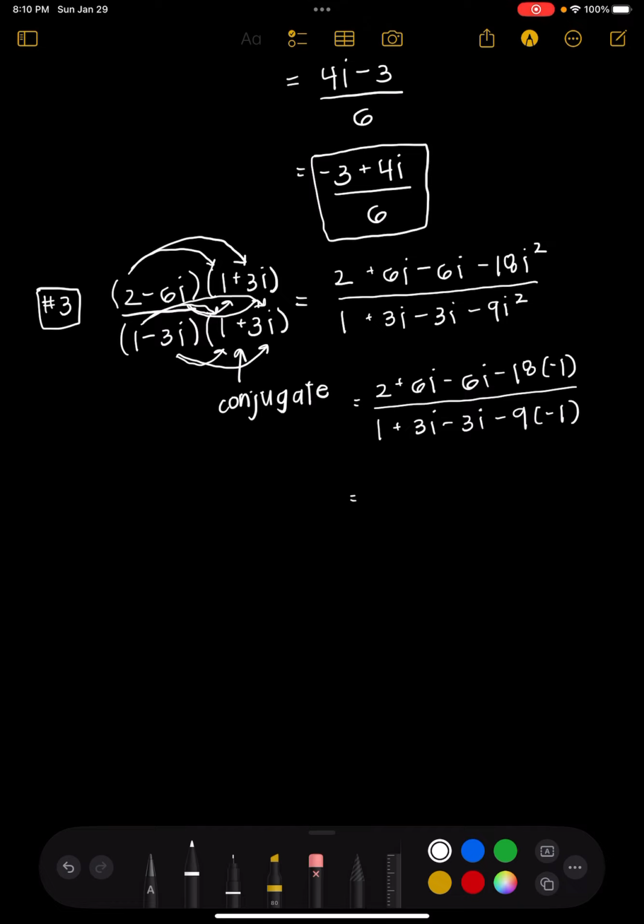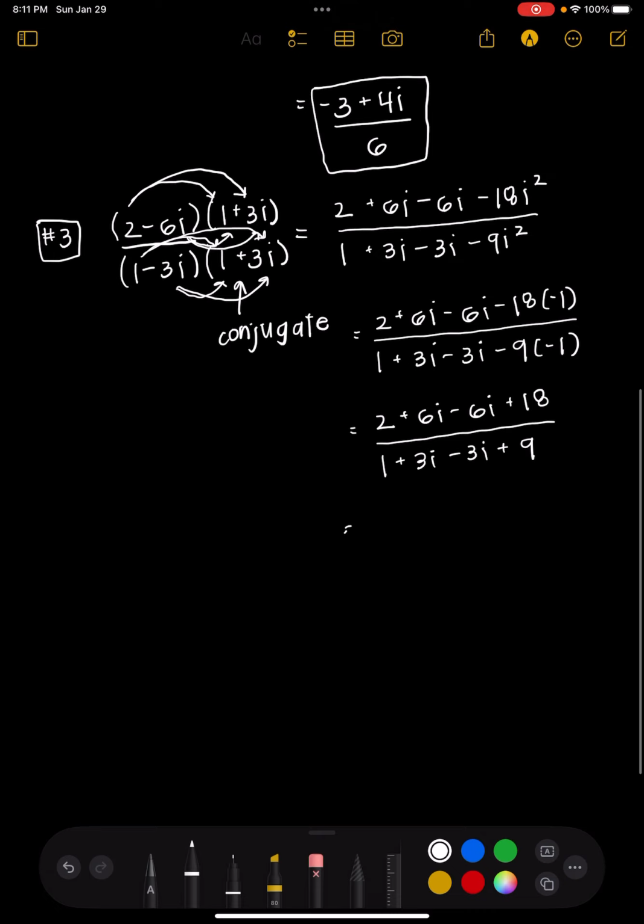Now we're going to simplify it by saying 2 plus 6i minus 6i plus 18, because a negative 18 times a negative 1 is a positive 18. And then over 1 plus 3i minus 3i, a negative 9 times negative 1 gives me a positive 9. Okay, now we're going to combine the like terms on top and on bottom. So on top, the real portions are the 2 and the 18. So 2 plus 18 gives me 20. And then on the imaginary portions, we've got a positive 6i and a negative 6i. Now, a 6 plus a minus 6 gives me a 0. So there is no imaginary part. They cancel each other out.